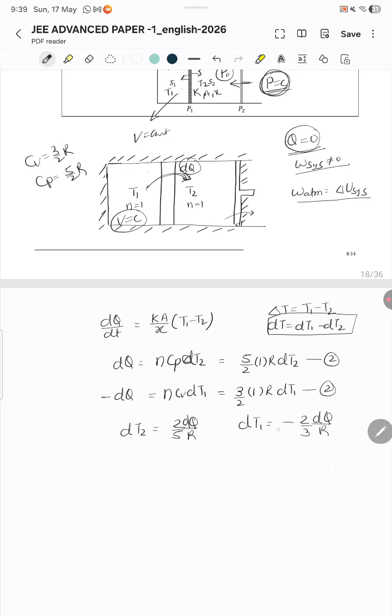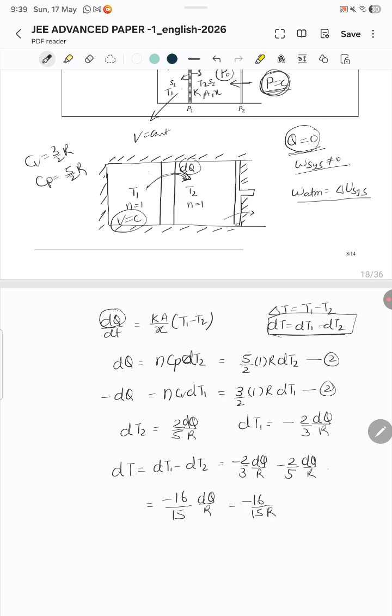So from here and here I can say that delta T is equal to, if I use this formula here, dT1 minus dT2, so I'll get minus 2/3 dQ/R, and then I will get minus 2/5 dQ/R. So that will give me, if I take LCM 15, 10 plus 6, I will get minus 16 dQ/R, right? So minus 16/15 dQ/R, but a dQ value I can take from here.